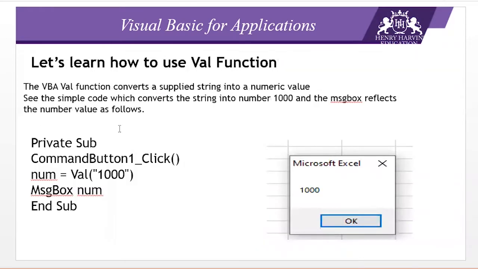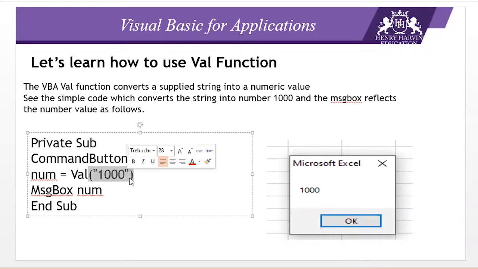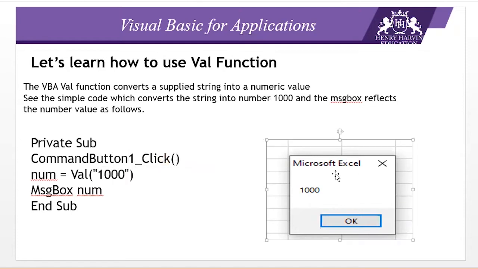Now let me show you an example. You can see the VALUE function which we are using. Inside the VALUE function, we are giving 1000 in inverted commas, and that value is converted to a number. So you can see the VALUE function is making that 1000, which is text, into a number. You can read that in the message box. So now you know how to use the VALUE function in VBA.